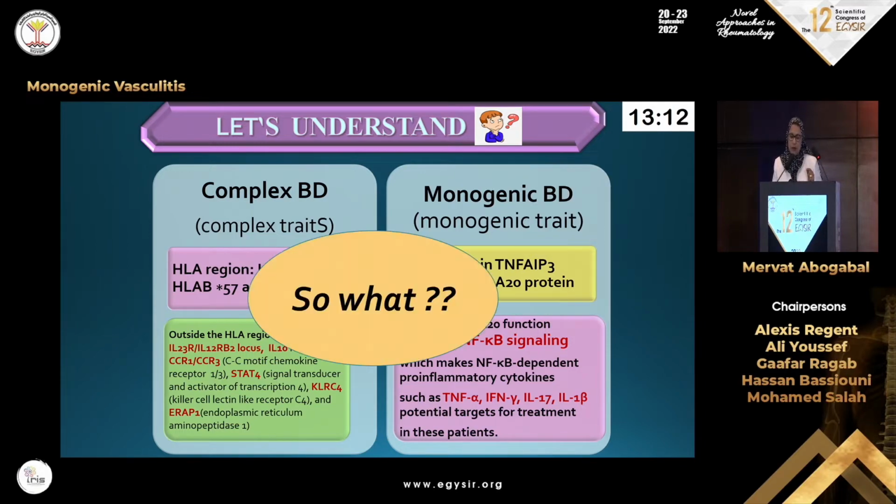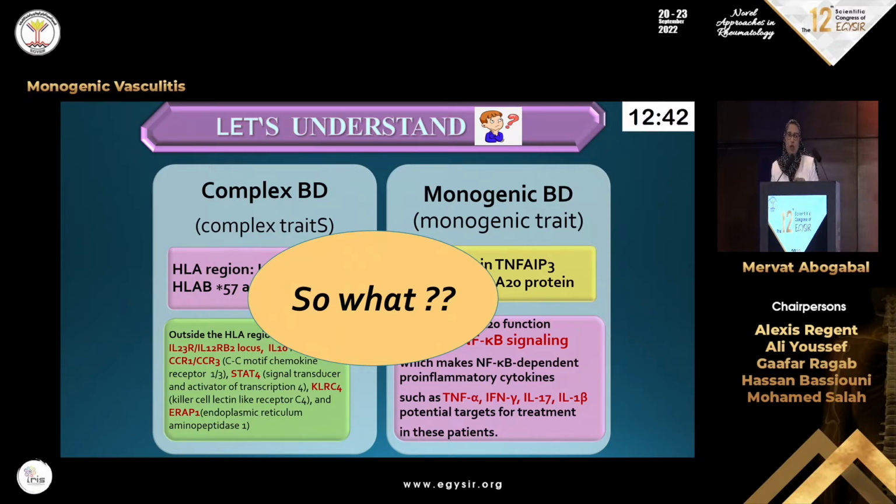So what? There is a primary complex vasculitic disorder and a monogenic variant of this disorder. As you see, in the monogenic variant of vasculitis here, there is a specific or definite biologic pathway with its known or definite pro-inflammatory cytokines dependent on it. This biologic pathway with its dependent pro-inflammatory cytokines could be considered as a new therapeutic target.